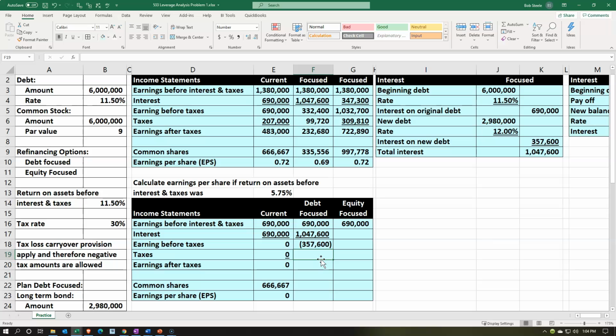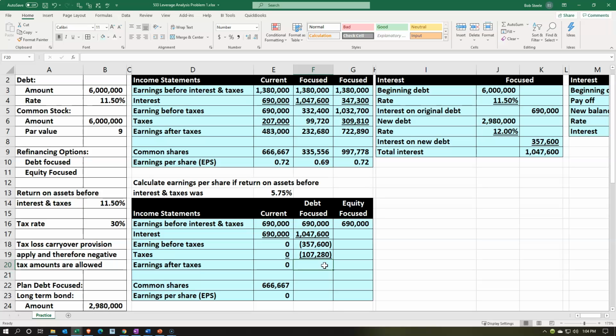So then if we were to calculate the taxes on that, we're going to say 357.6 times the 30%. We have negative taxes. What does that mean? Does that mean the IRS is going to give us money? No, but we might be able to carry that loss back or forward. And in so doing, we'll be able to offset income in the past or in the future.